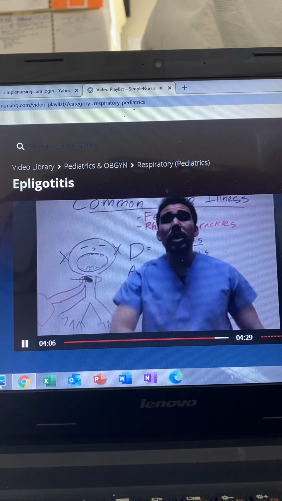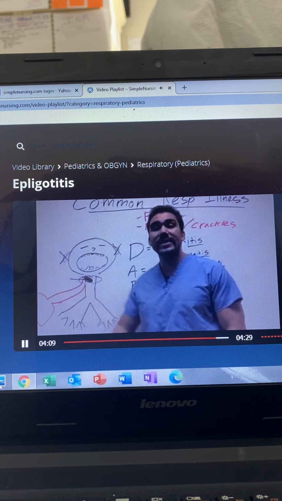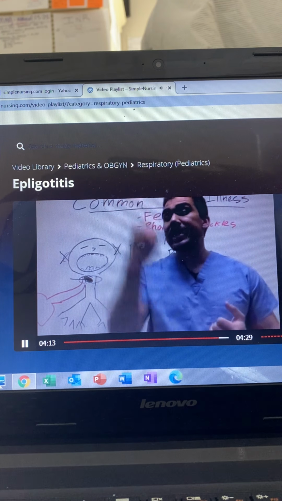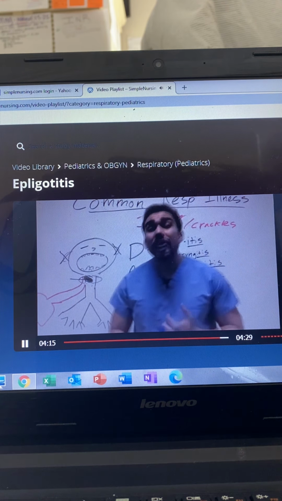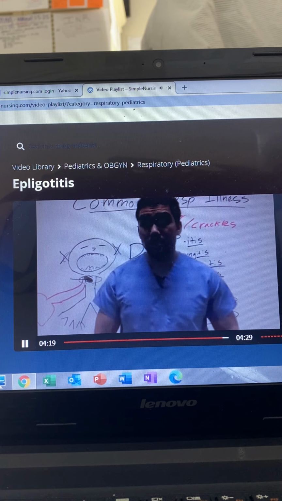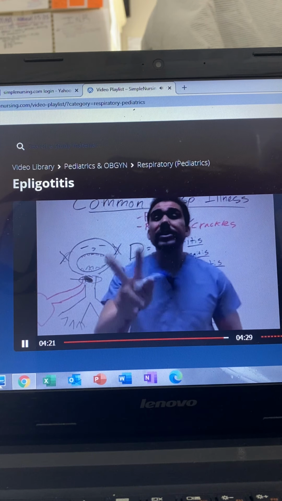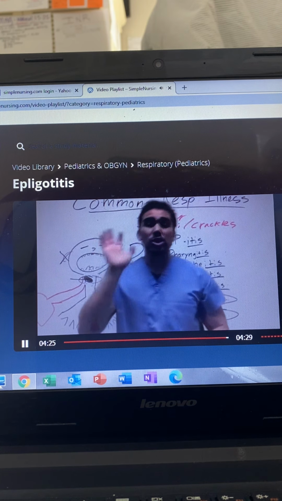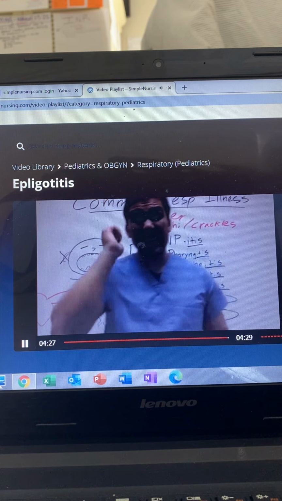So there are 2 contraindications with epiglottitis: do not give your patients any type of tongue blades inside their mouth, and do not try to get a swab in the back of the throat to get a culture. Those are 2 contraindications that are going to inflame the epiglottis even more. So just watch out for that with your patients with epiglottitis.